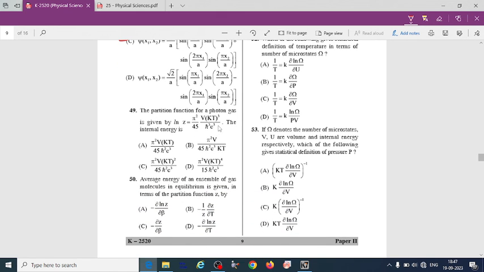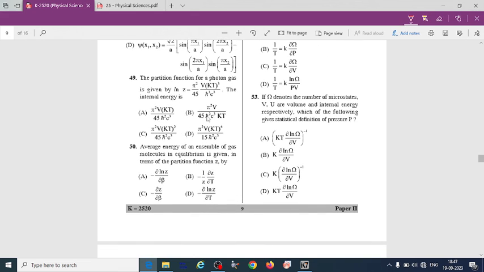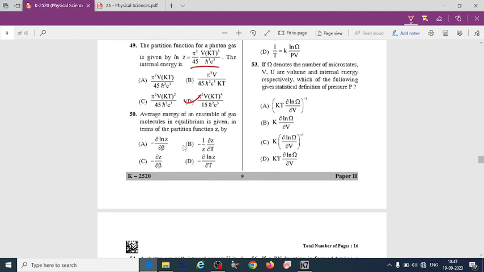The partition function for a photon gas is given by ln Z. You have to calculate the internal energy using the relation between internal energy U and the partition function. Question 49, option D. The average energy of an ensemble of gas molecules in equilibrium is given in terms of the partition function Z by option A, minus dou ln Z by dou beta.